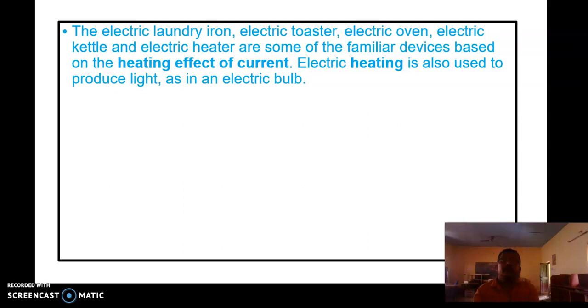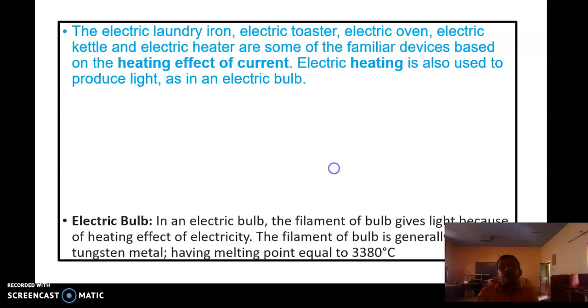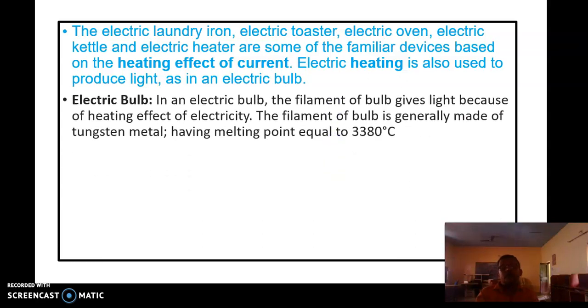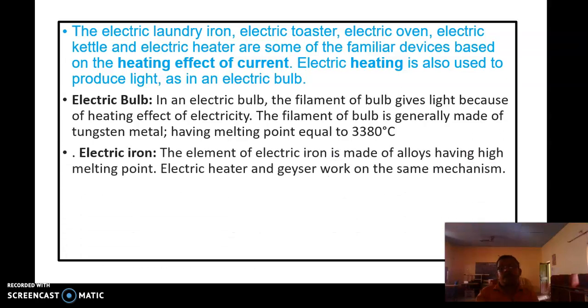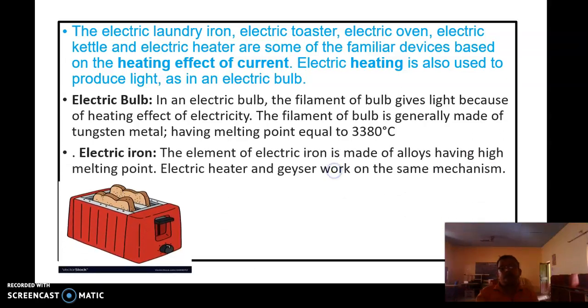Now, the electric laundry iron and the electric toaster. Nowadays we use the electric toaster. Electric oven we have already discussed. Electric kettle is the device used to heat drinking water. These all work on the heating effect of the current. Electric bulb we have already discussed. Electric iron box we have already discussed.